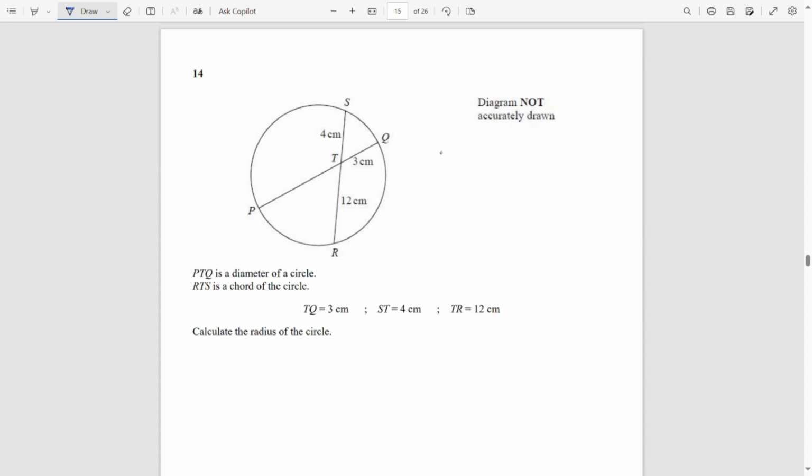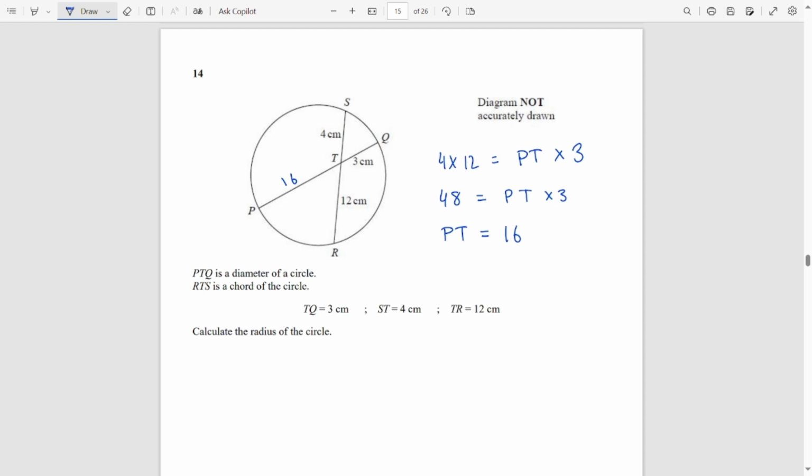So I'm going to write 4 times 12 is equal to PT times 3. 4 times 12 is 48. So 48 is PT times 3. And I'm going to divide through by 3. And I have PT is equal to 48 divided by 3, which is 16. And so this here is 16.